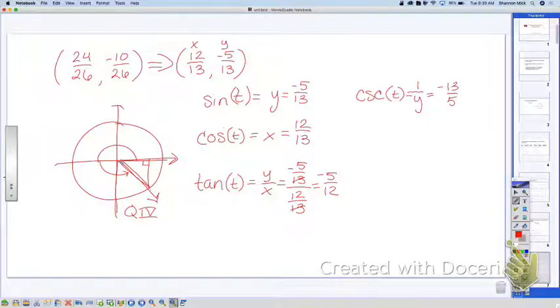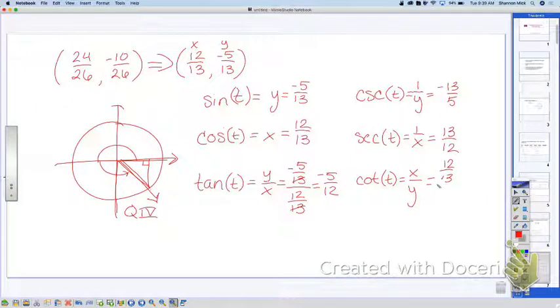Okay, so what's the reciprocal of cosine? Secant. So the secant is what? 1 over x. So my value is 13 over 12. Cotangent is the reciprocal of tangent, so it is x over y. And so it's 12 thirteenths over negative 5 thirteenths. So it is negative 12 fifths. Okay.